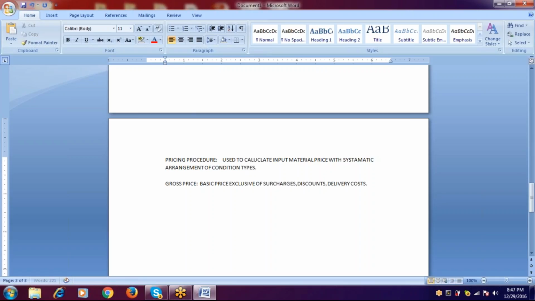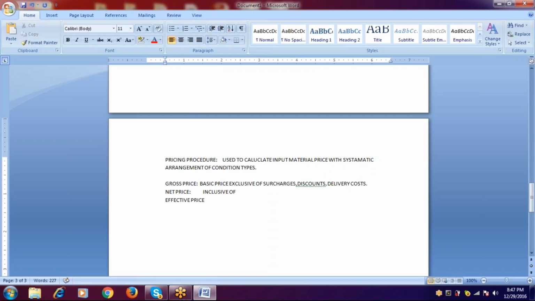And the next thing which we have to know is the net price. What would be the gross price, and what is the net price? Net price is the basic price or gross price inclusive of surcharges. The gross price is exclusive of the others, and the net price is inclusive of them.